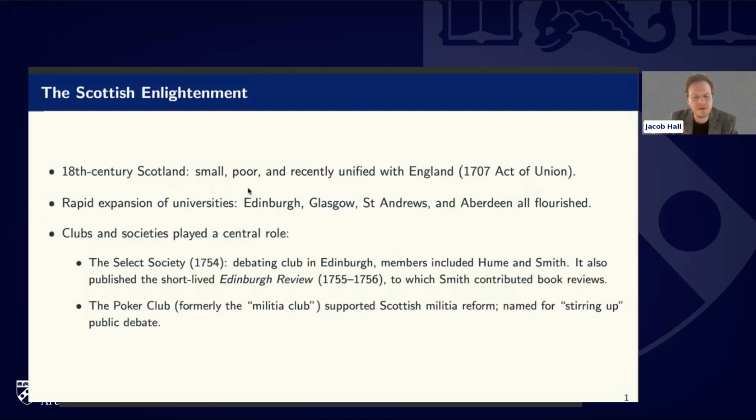At the same time of being small and poor, like up in the Highlands, there's a rapid expansion of universities in the south. Edinburgh, Glasgow, St. Andrews, and Aberdeen are all flourishing. These places are the place to be. Cambridge and Oxford are increasingly becoming a place where rich kids get their education, find friends and then get a job. But the intellectual hub is increasingly in the south of Scotland.